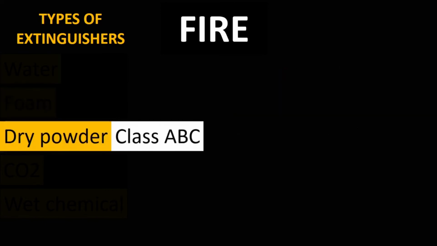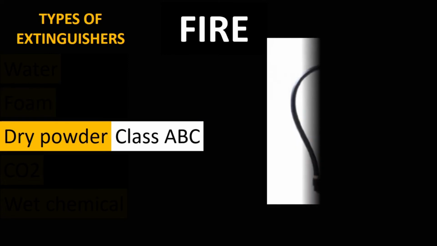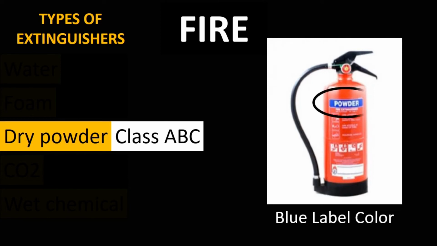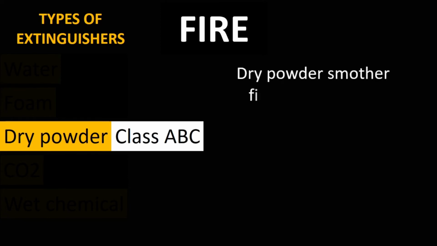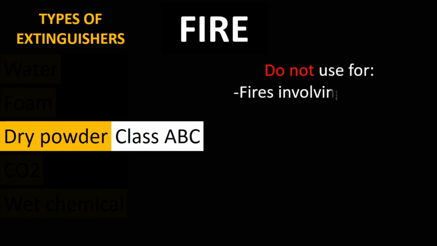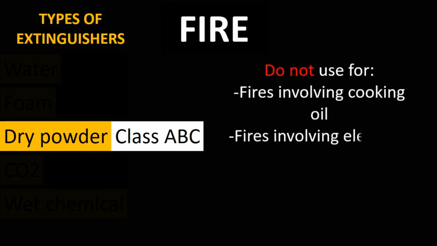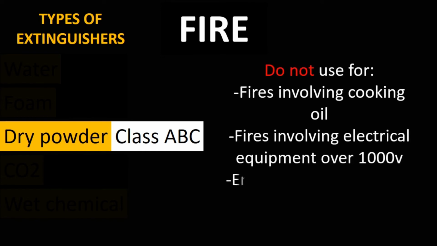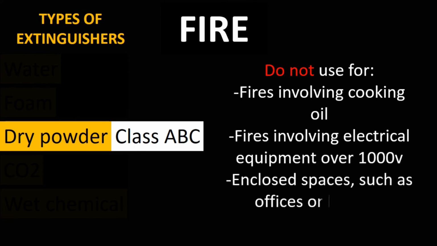Third type of fire extinguisher agent is dry powder. Dry powder type fire extinguishers can be used in Class A, Class B, or Class C fires, and they have a blue label color. Dry powder smothers fires by forming a barrier between the fuel and the source. Do not use dry powder type fire extinguishers for fires involving cooking oil, fires involving electrical equipment over 1000 volt, or in enclosed spaces such as offices or houses.